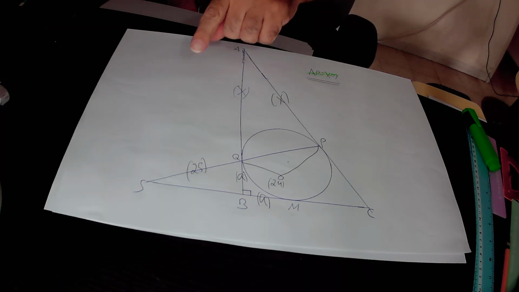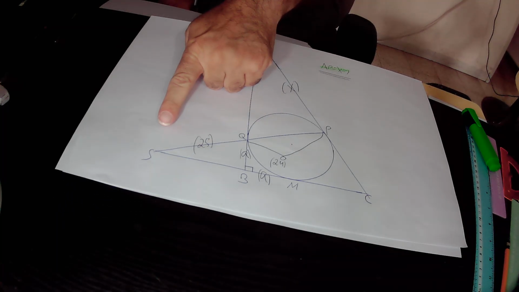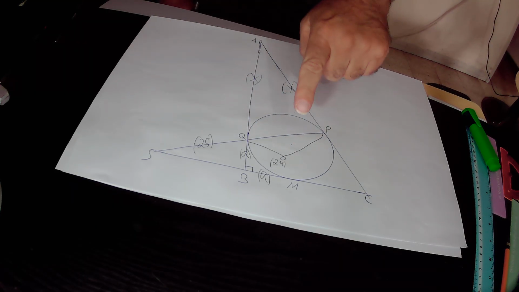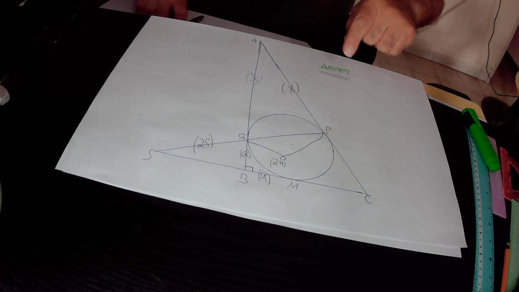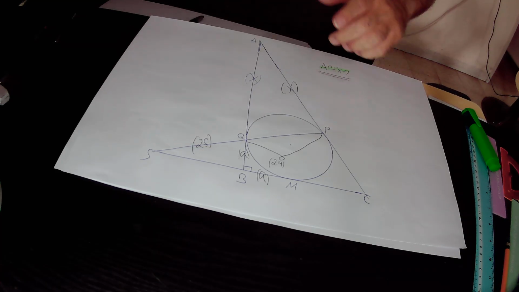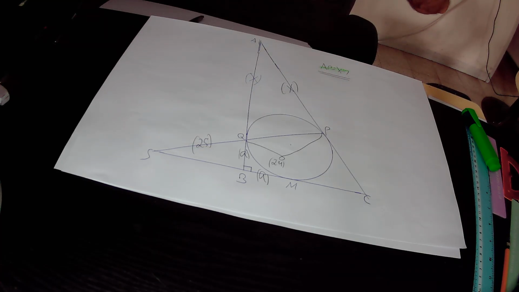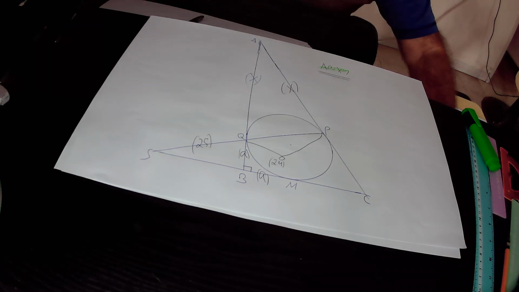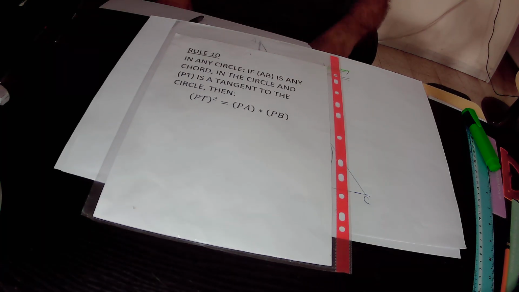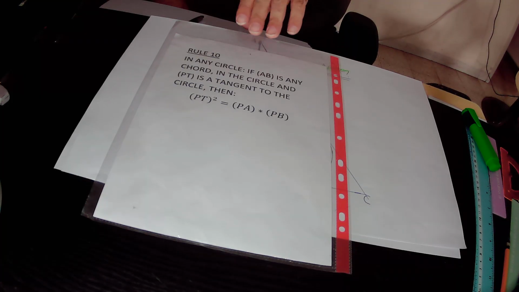In the next step, we'll focus on this common start point, point S. For this common start point, point S, we have tangent SM, that is tangent to this circle at point M. Likewise, we also have chord PQ. The extended chord PQ touches point S. So all the requirements for rule 10 are satisfied, and therefore we can implement rule 10. According to rule 10, which is true in any circle: if AB is any chord in the circle, and PT is a tangent to the circle, then PT square equals PA times PB.